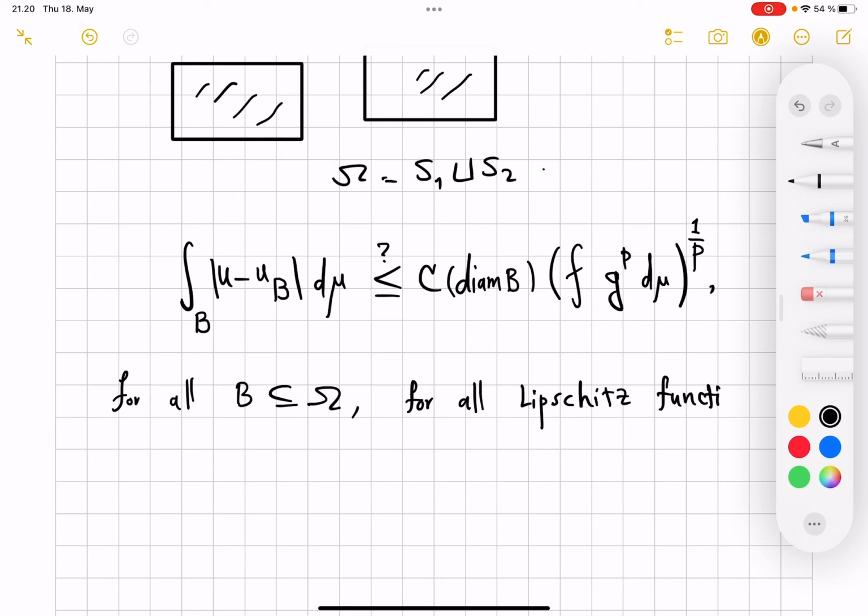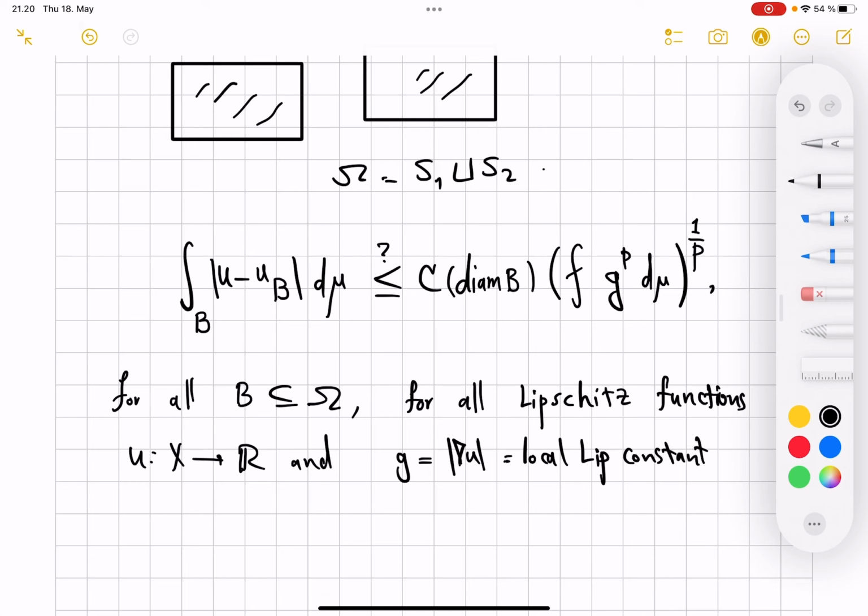u defined on your space, and g in this case will be just the derivative of u in absolute value, because in this case you're in a Euclidean space. The local Lipschitz constant here coincides with the norm of the gradient. Here we are in Euclidean space.